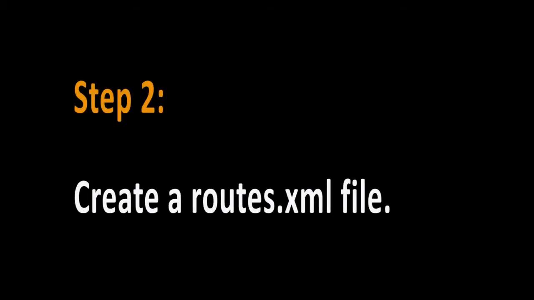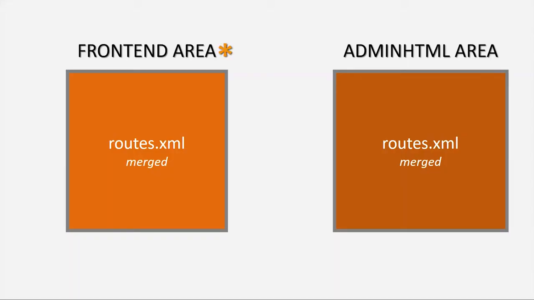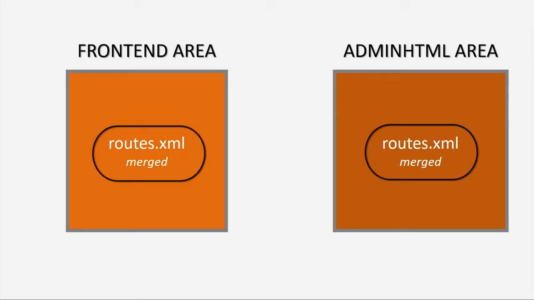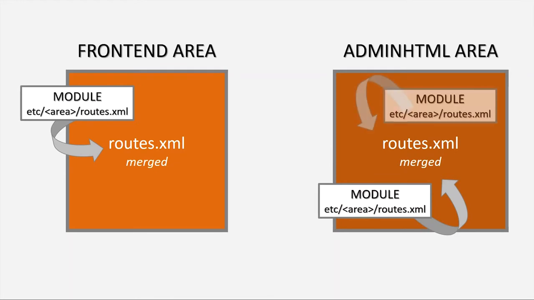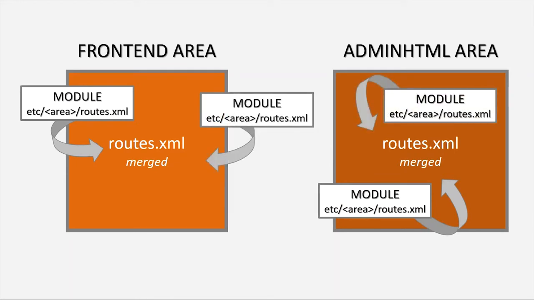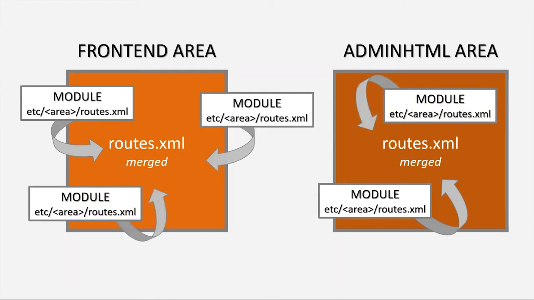Step 2, add a routes.xml file. Let's take a brief look at how routing works in Magento 2. Each area, in our case frontend and adminhtml, has a corresponding merged routes.xml file, which is merged from the /area/routes.xml file from every module. That routes.xml file contains information about all registered routes and front names.